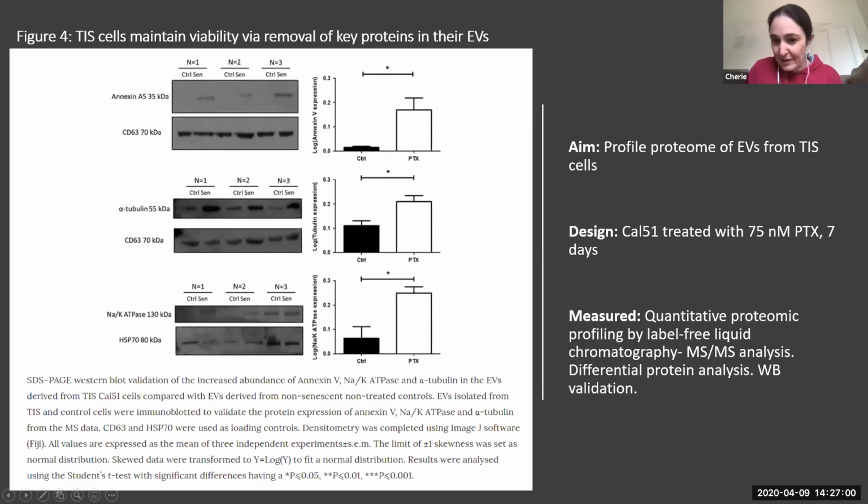Kirsty asks, is there any reason why they've gone from CD63 to HSP70 for the loading control? Oh yeah. That's a bit dodgy, isn't it? Yeah, at least it's just a way to show that they're using both of them, or I'm not sure. Yeah, it's a bit weird, actually. No, it's unusual.